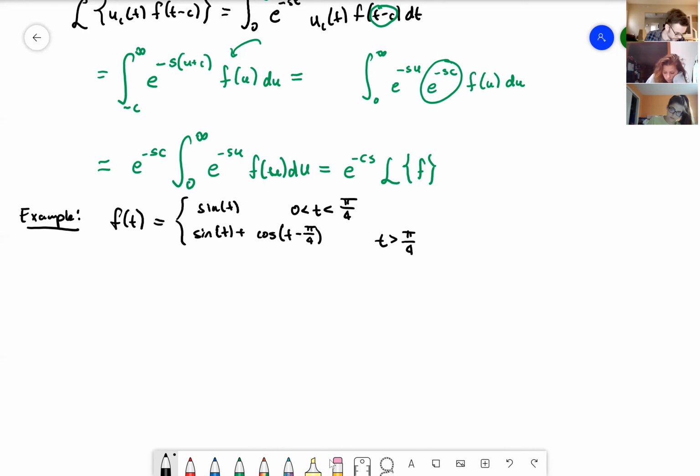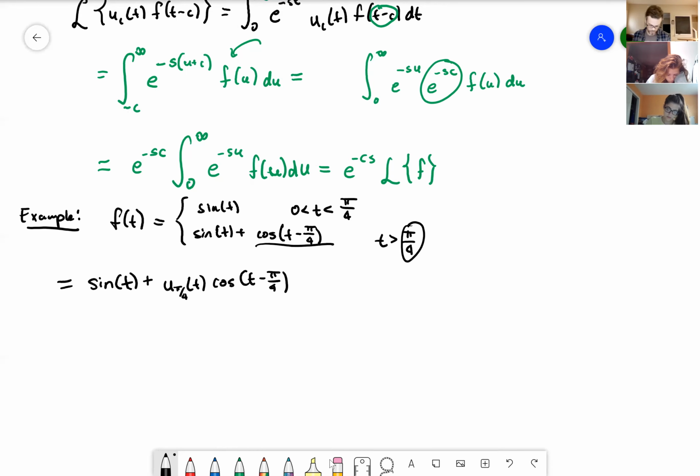Now let's try to find the Laplace transform of this. This is equal to sine of t to start, and then when we get to pi over 4, we add to it this cosine. That's just the shifted version of cosine starting at pi over 4. So that's u pi over 4 of t times cosine of t minus pi over 4.